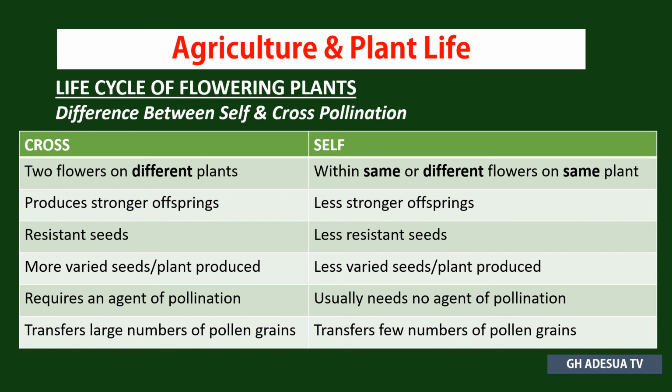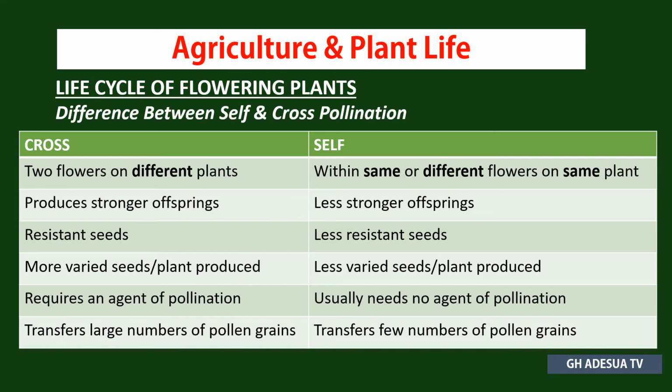Then cross-pollination requires an agent of pollination, and that's key. There are two different plants, so something has to carry it from one to the other. So that is on cross-pollination. Now with self, it usually needs no agent of pollination. So no agent is required. It's able to get it done by itself.